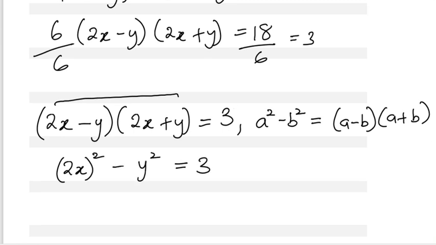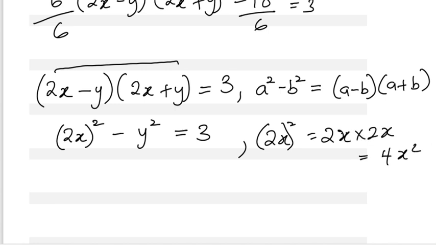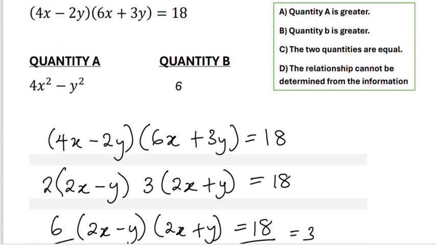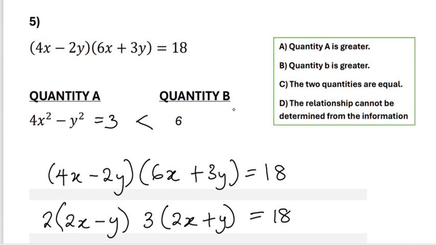Okay, and we can expand 2x squared, which is simply 2x times 2x, which is 4x squared. So this is simply 4x squared minus y squared, and this is equal to 3. All right, so we have 4x squared minus y squared, and this gave us 3, and clearly 3 is less than 6. So the solution here is B. Right, so B is the correct answer.